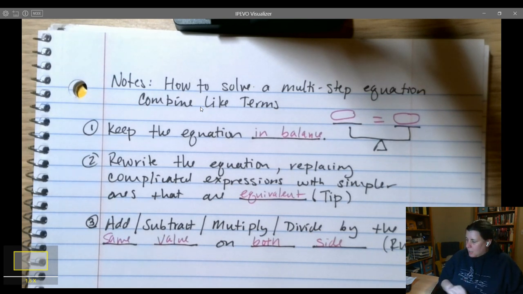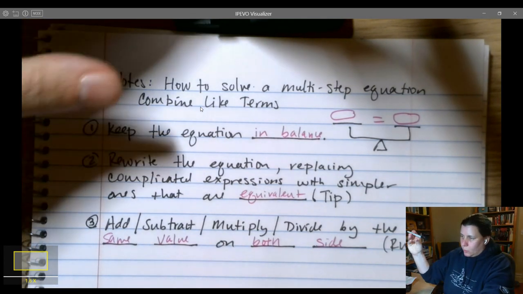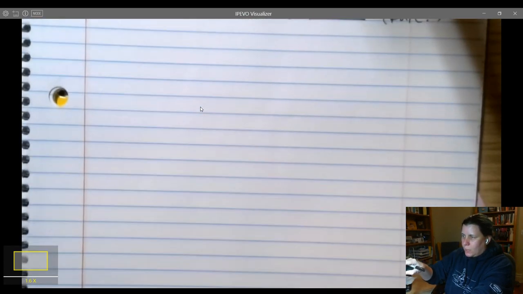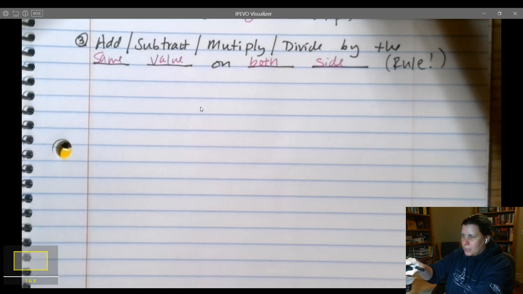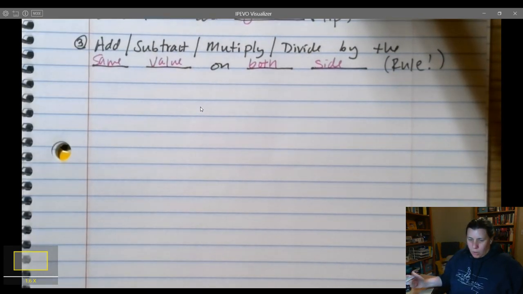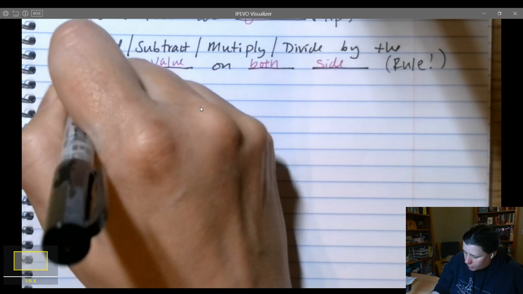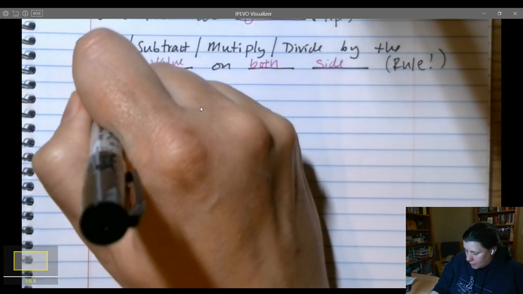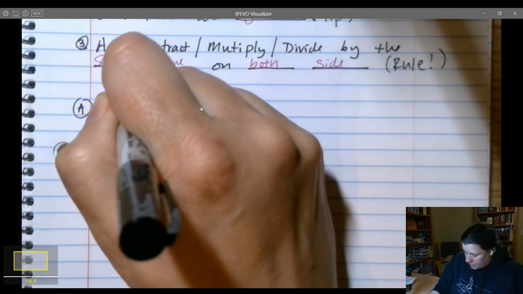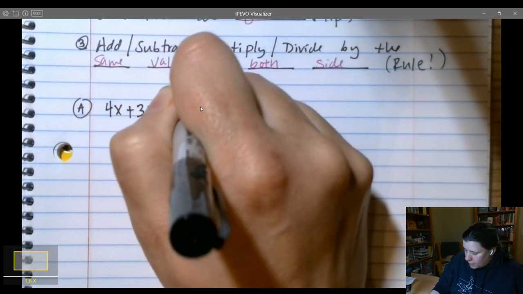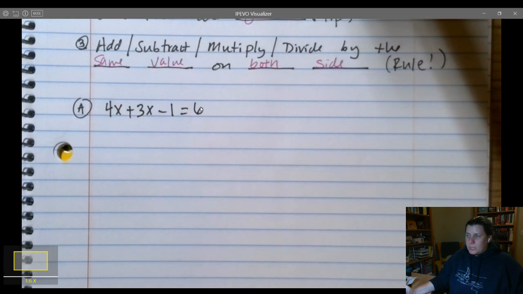Okay, so what we're going to do is some examples. I'm going to take notes on my examples as we do them so that we can see what it is that I'm doing and why it helps me solve. Okay, so my first example is this one. Example A is 4x plus 3x minus 1 equals 6.